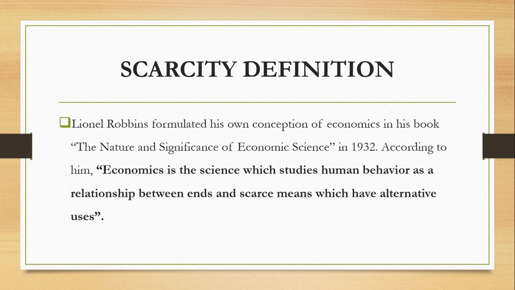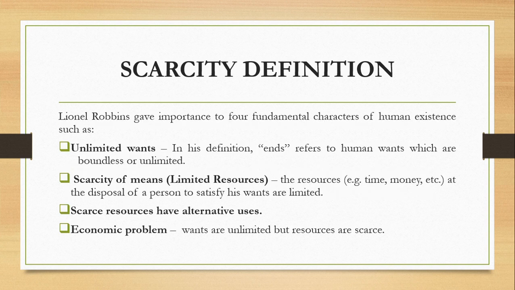Scarcity definition. Lionel Robbins formulated his own conception of economics in his book, The Nature and Significance of Economic Science, in 1932. According to him, economics is the science which studies human behavior as a relationship between ends and scarce means which have alternative uses. This is the scarcity definition of economics.